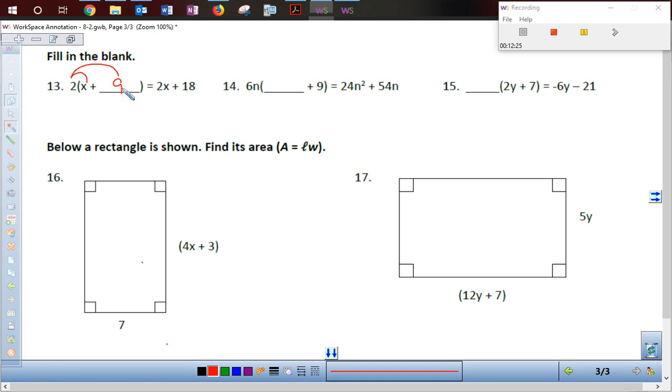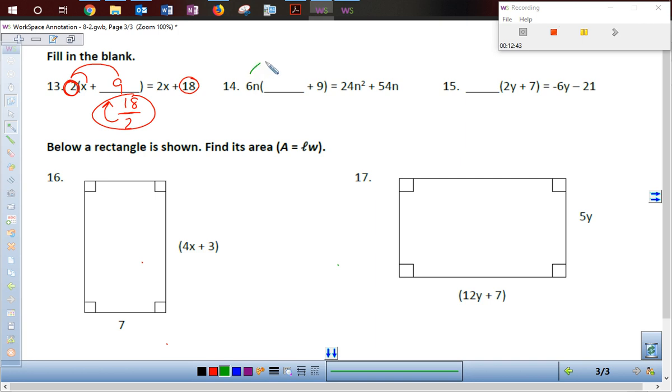But if we were to follow a mathematical process, what we're really doing is taking this term here and dividing it by whatever is being distributed, 2. So 18 divided by 2 is 9. Now this process is going to help us with this one on number 14. That's a little bit trickier.